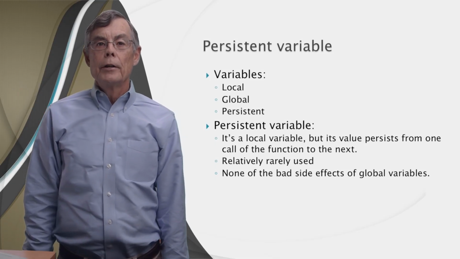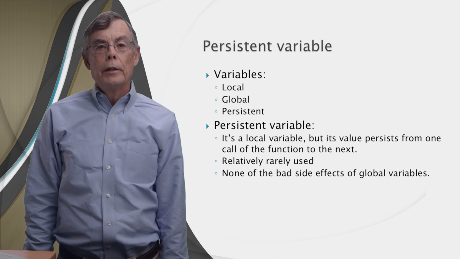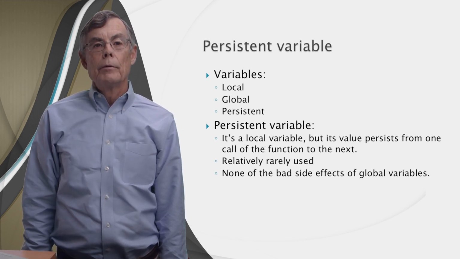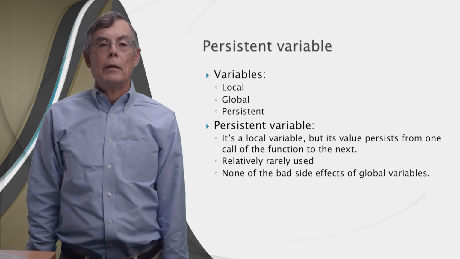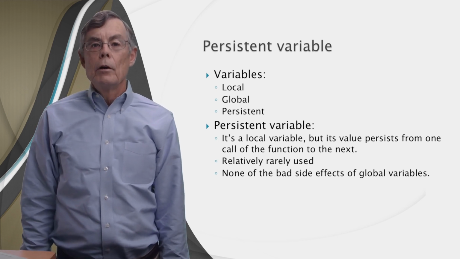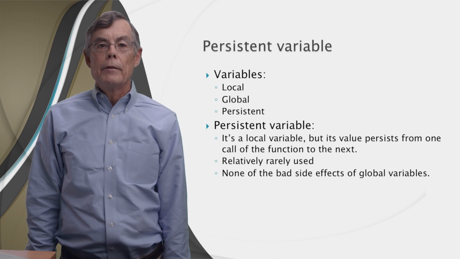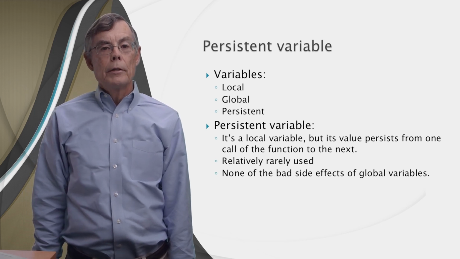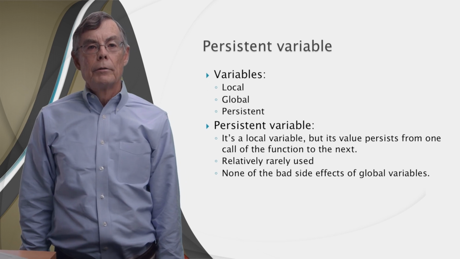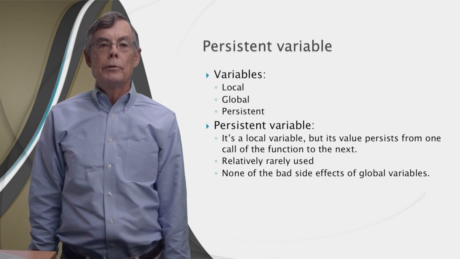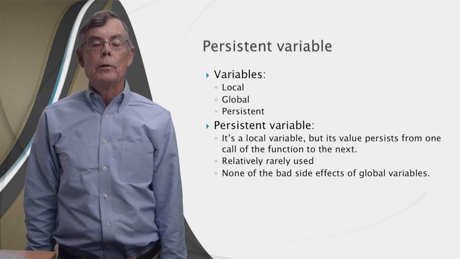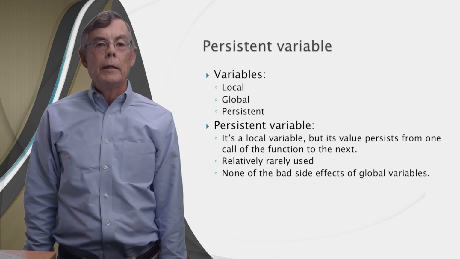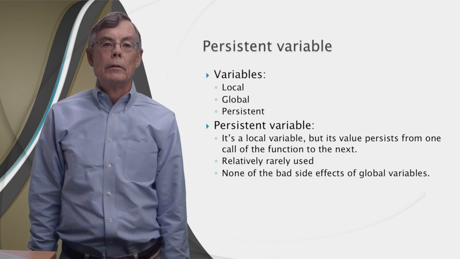So far, we've used local variables a lot, and we briefly introduced global variables. Well, there's a third kind of variable, the persistent variable. A persistent variable is a local variable, so it's only visible inside the function in which it's defined. But its value persists across function calls. In other words, MATLAB doesn't discard the value of a persistent variable when the function returns the way it does with a regular local variable. It keeps that value until the next call.